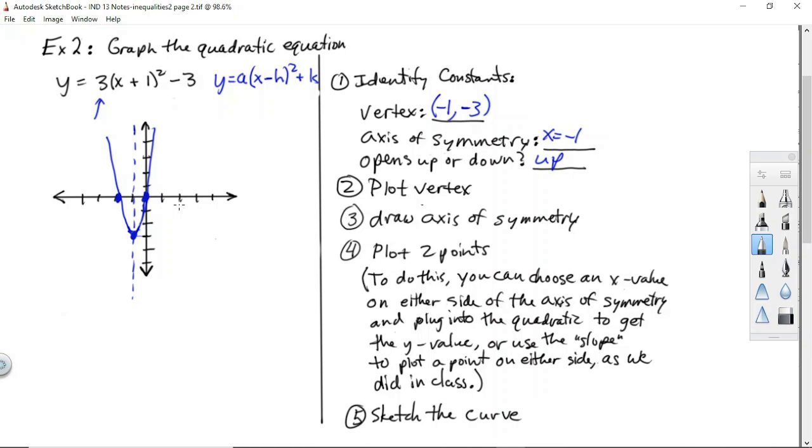Okay, so that's it. That's a couple more examples. Again, you could plot more points to look more accurate, but generally it's good enough to have one on each side of your vertex. So that's all for now. We'll see you soon.